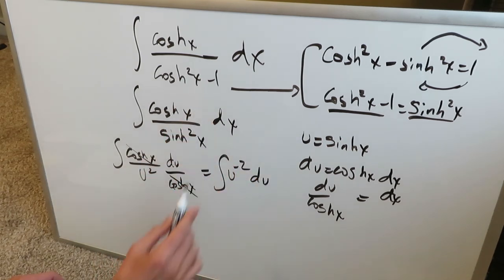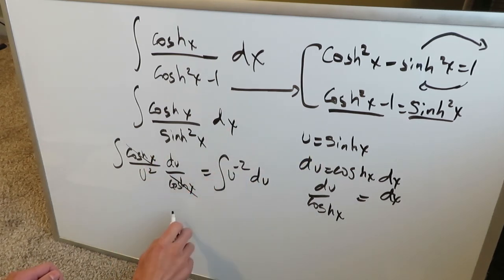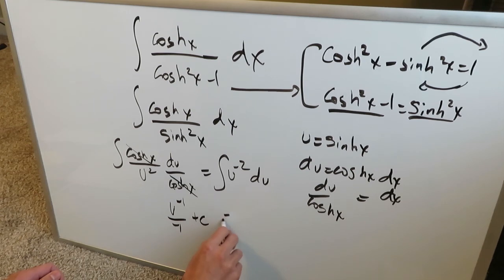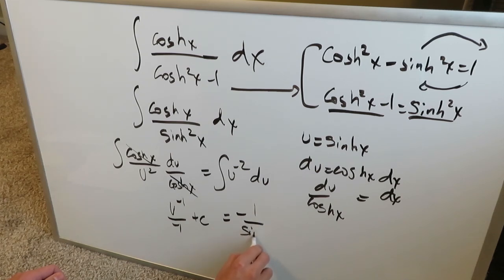You can bring it up, make it easier. And now you do the n plus 1 divided by n plus 1. Remember the basic polynomial integration technique? That's all what you do. You'll get u to the minus 1 on the top, minus 1 on the bottom, plus c. After you substitute, you know u is sinh x. You'll get minus 1 over sinh x plus c, which you can write in a better way.